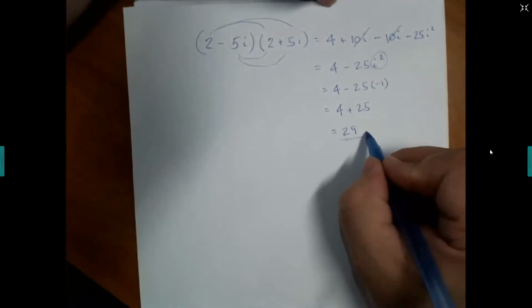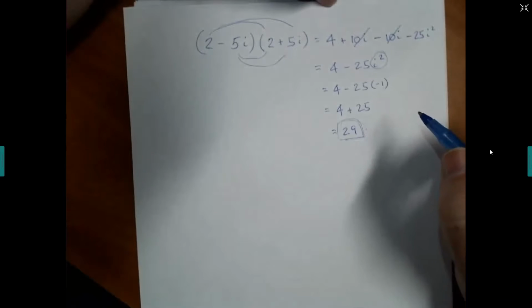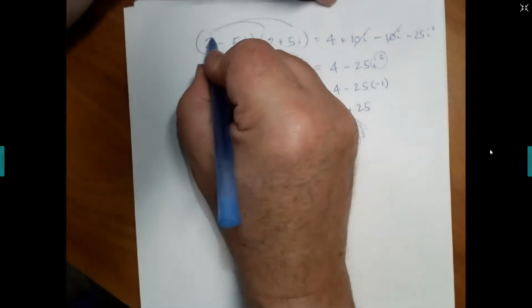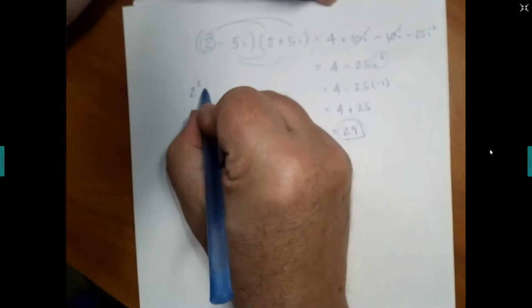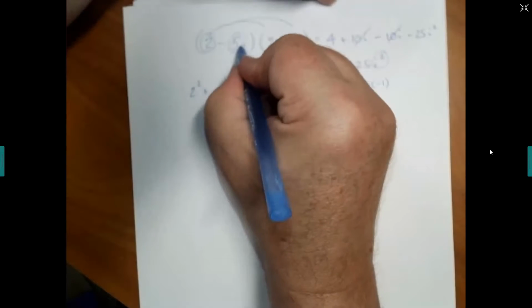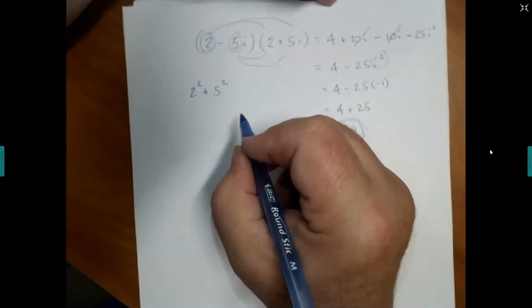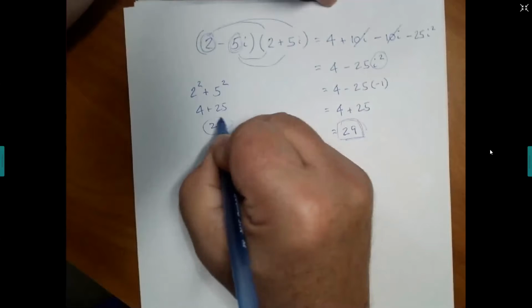Notice there's no I in that answer anymore. That's the whole purpose of the complex conjugate. Again, the shortcut method would have been just take your leading term and square it and add the second number. 4 plus 25 is 29. That's the fast way of doing it.